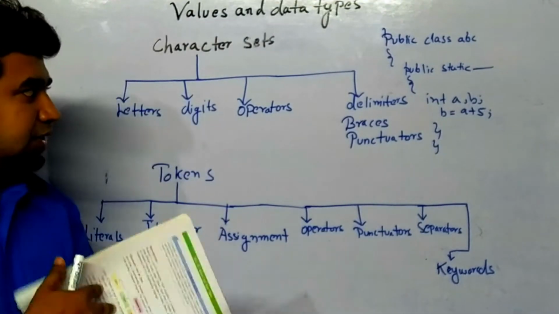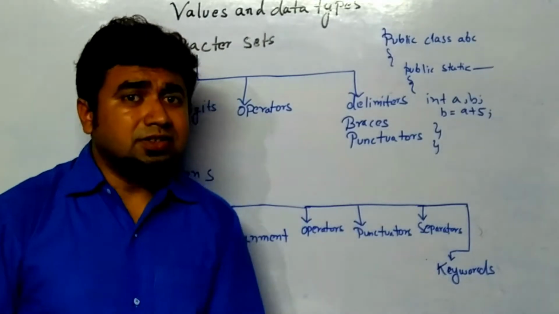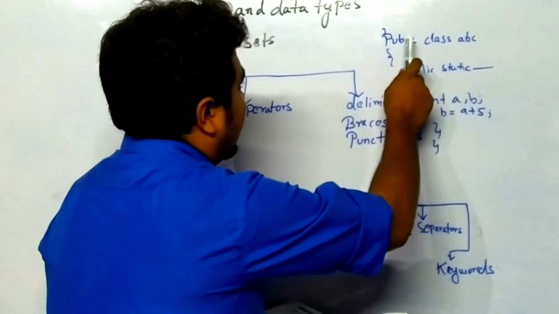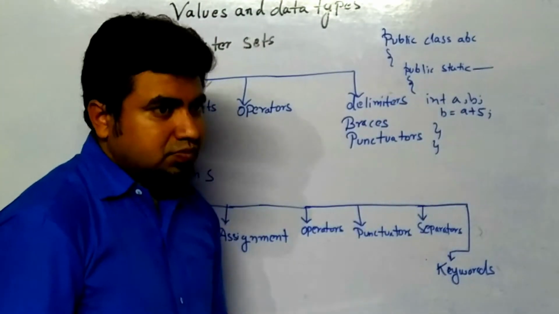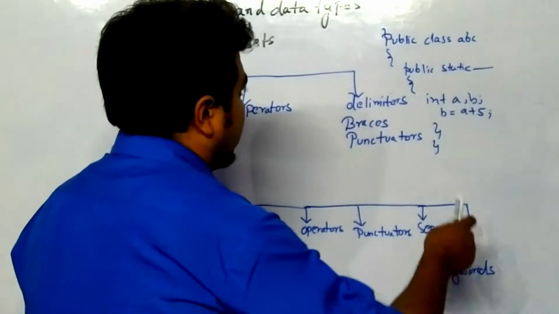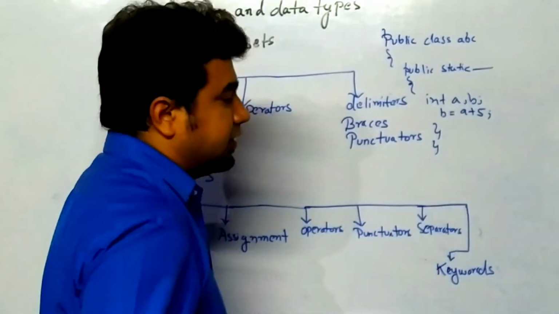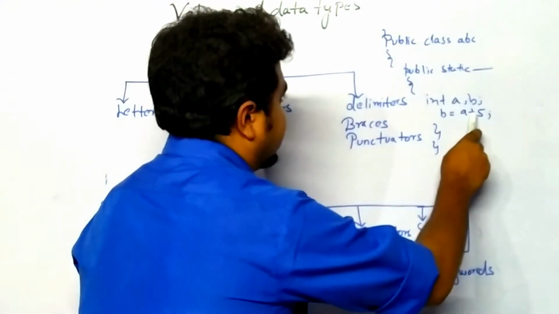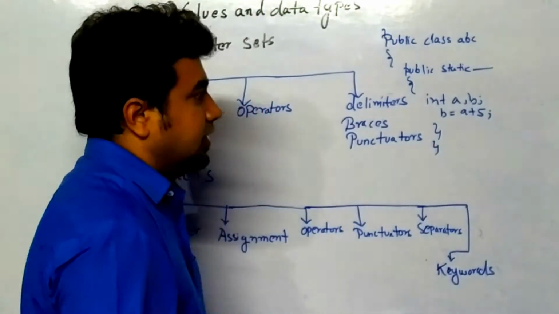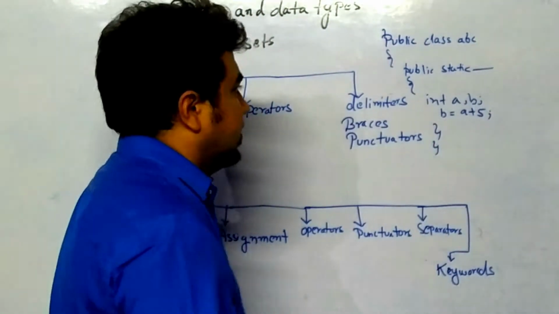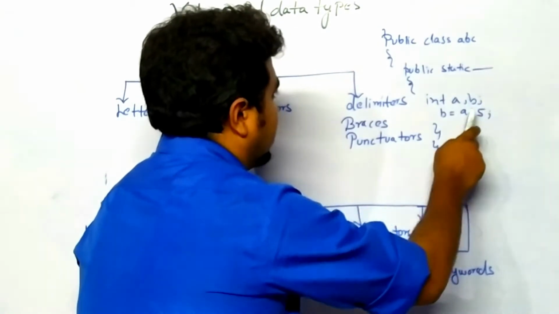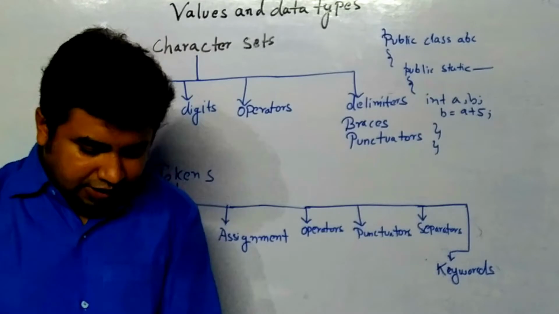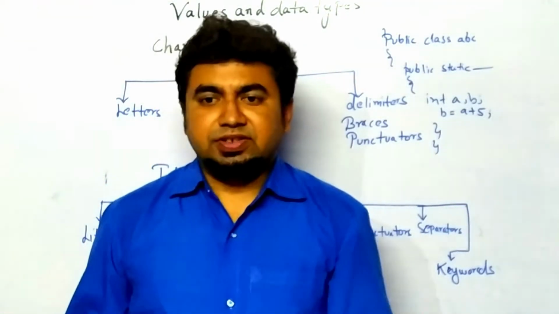But if I classify what each word is, what is this public? Public is one type of keyword. If I am saying about this, int is one type of data type. The plus sign is known as an operator, and the commas and semicolon are known as separators. You can say that these are delimiters, or separators.